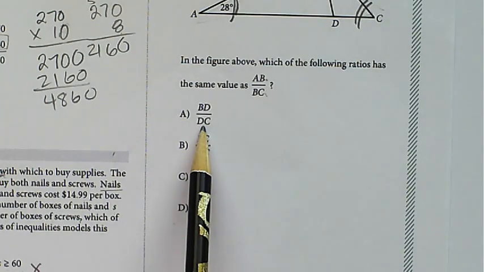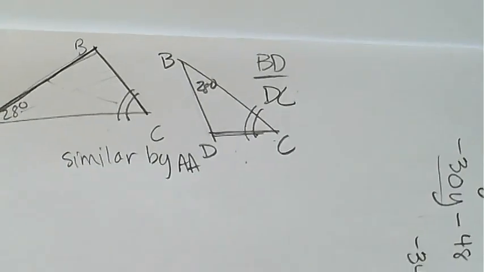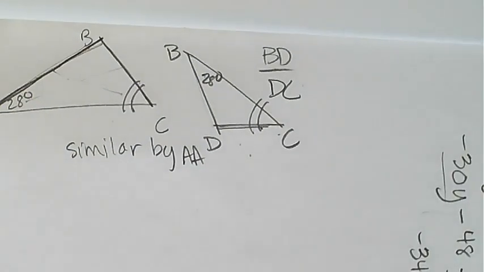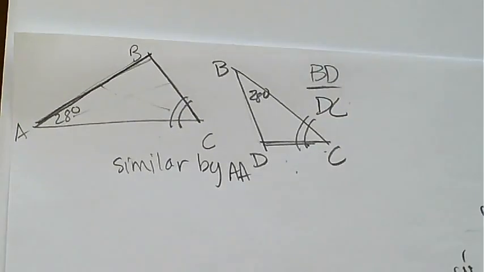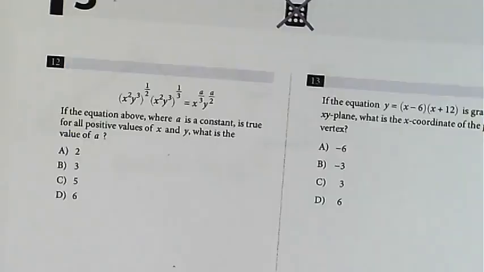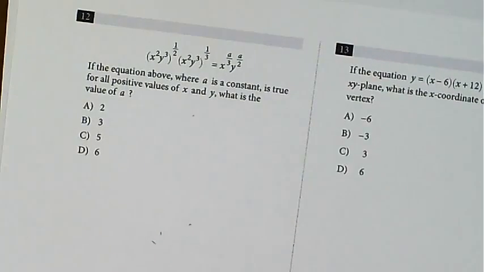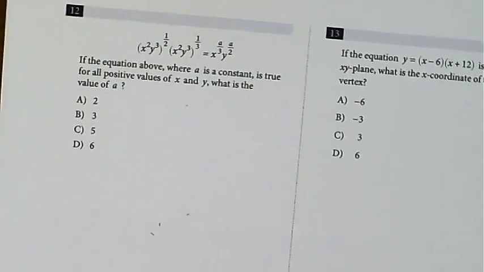And I would say for homework, draw those triangles separately. That's a good typical PSAT problem. Number 12 may have intimidated you because we haven't done much with exponents recently. We're about to.